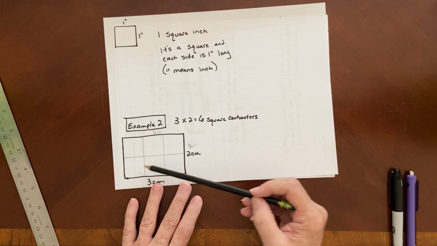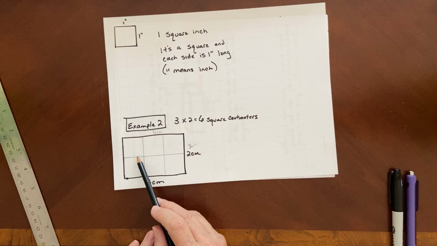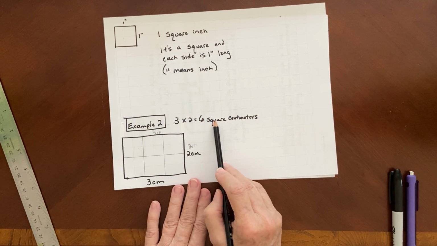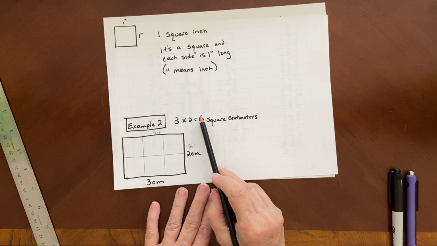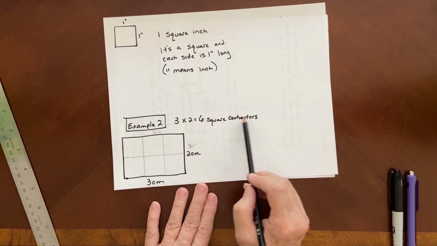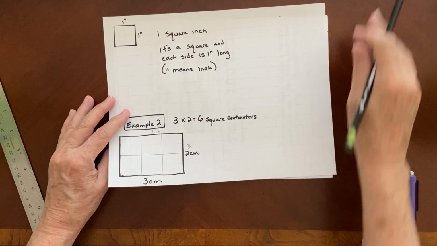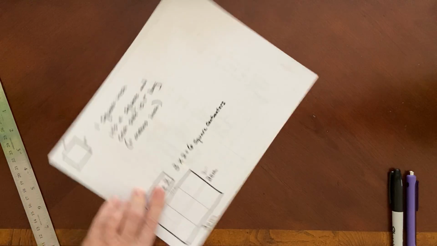1, 2, 3, 4, 5, 6. So 6 of these little square inches, right? So 6 square, and when you measure it, you're going to find you're going to have 6 square centimeters. The book shows you that, and they actually use centimeters. They're just small, it's hard to see. Okay, let's go back to example 3.